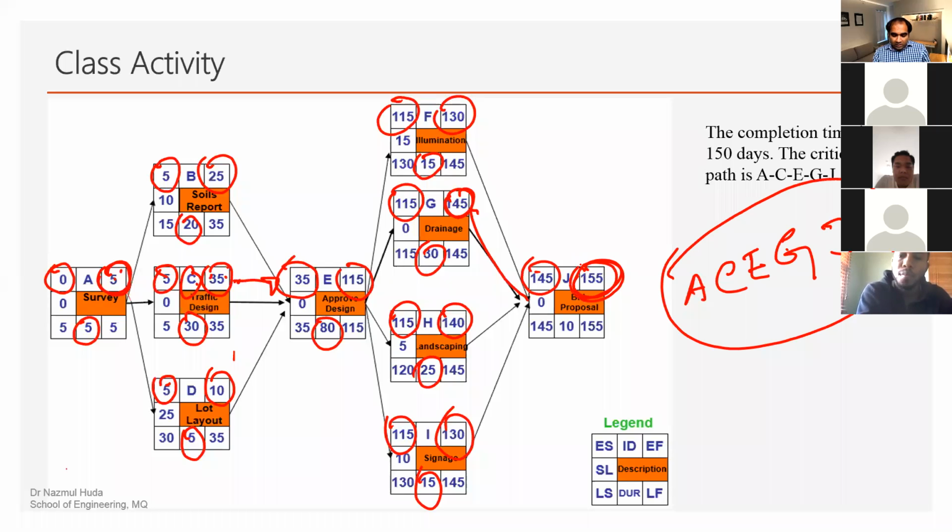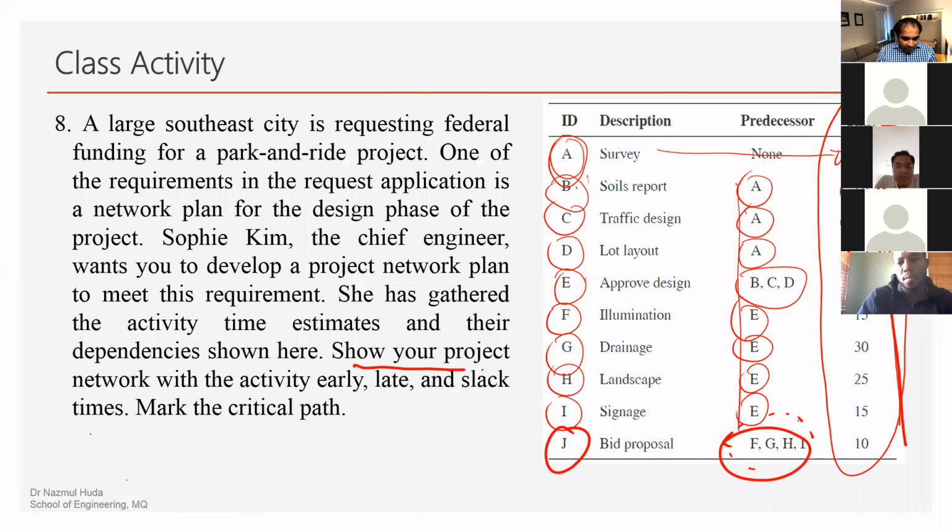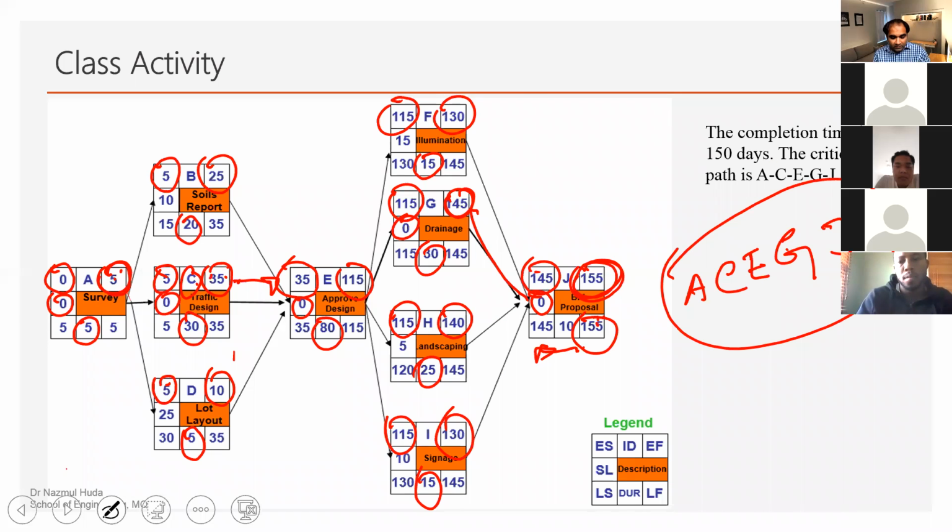Right. So using the backward pass process, in a similar approach, another way of identifying the critical chain is to look at the slack. Slack will be 0, 0, 0, 0, 0 within the critical chain. Always that will be 0 days. Once we finish the backward pass, we have the idea of the total slack. So the question says: show the project network with activity early start, late start, slack time, and mark the critical path. This is a very typical question that you can expect in the exam.